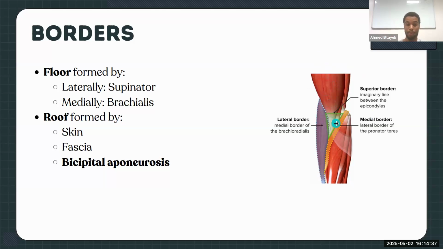And the roof is formed by skin, fascia, and the bicipital aponeurosis. What's the bicipital aponeurosis? So the biceps brachii has a tendon, and the tendon has an extension of fascia, and this fascia we call the bicipital aponeurosis.